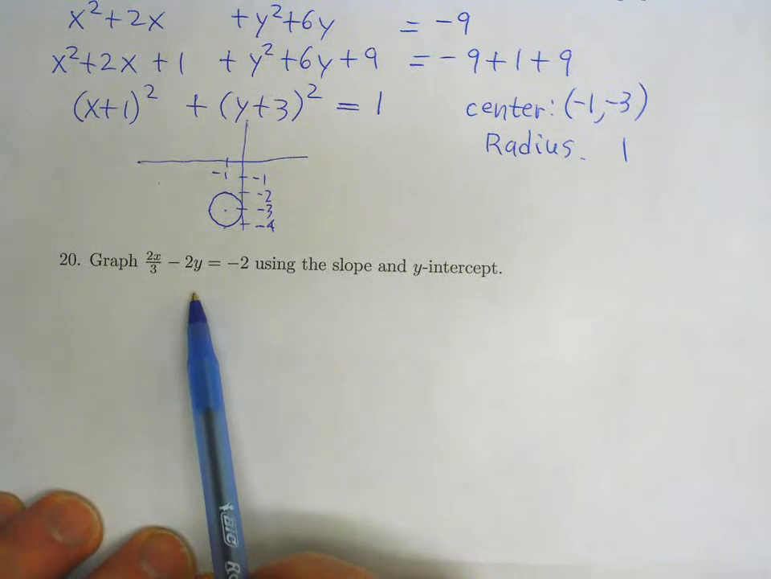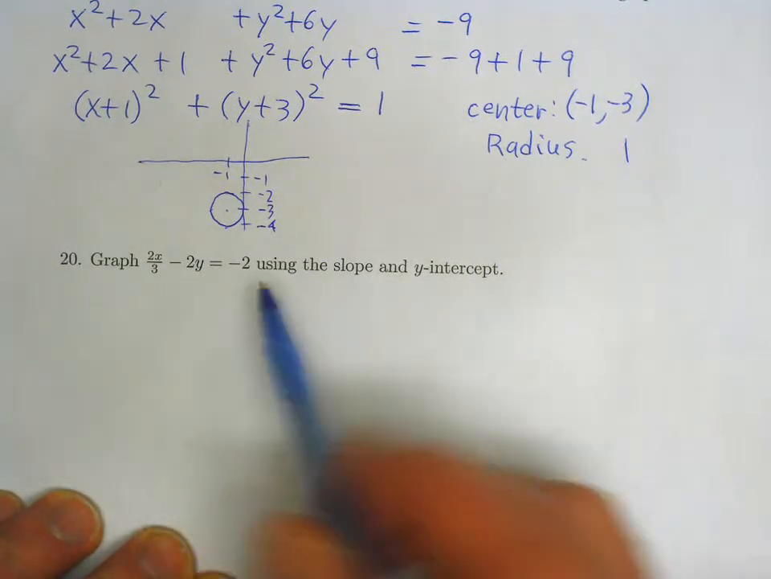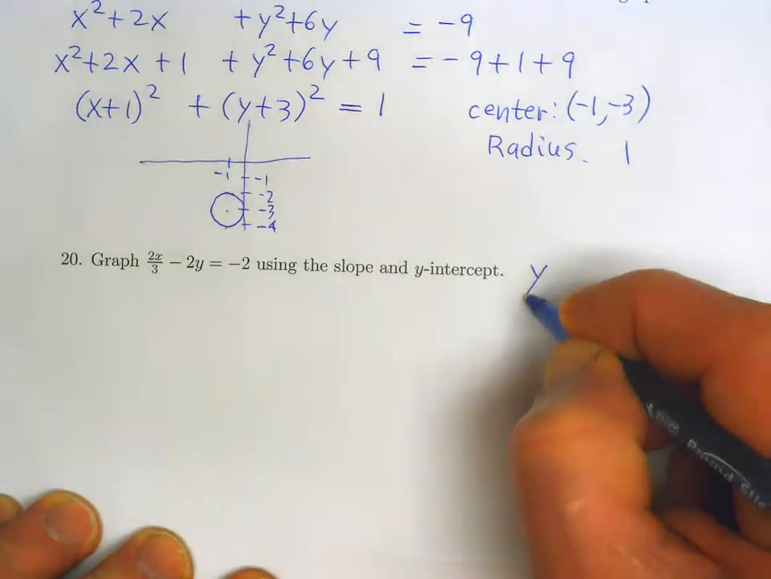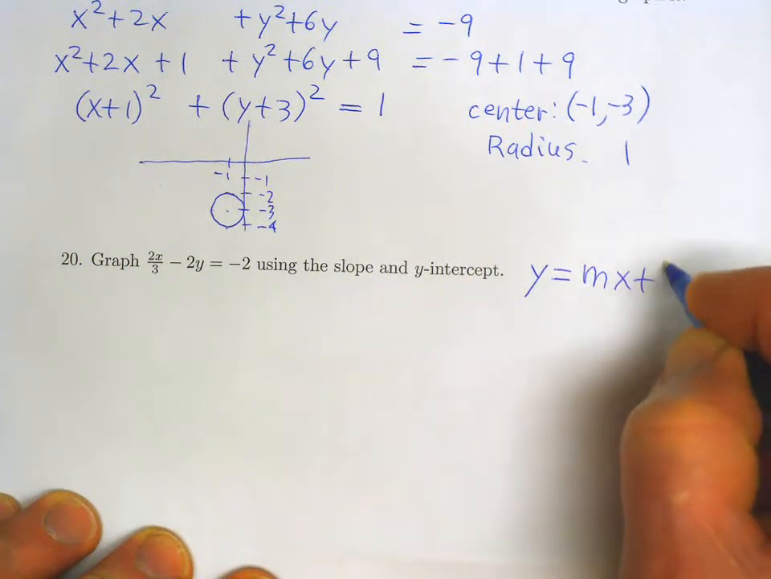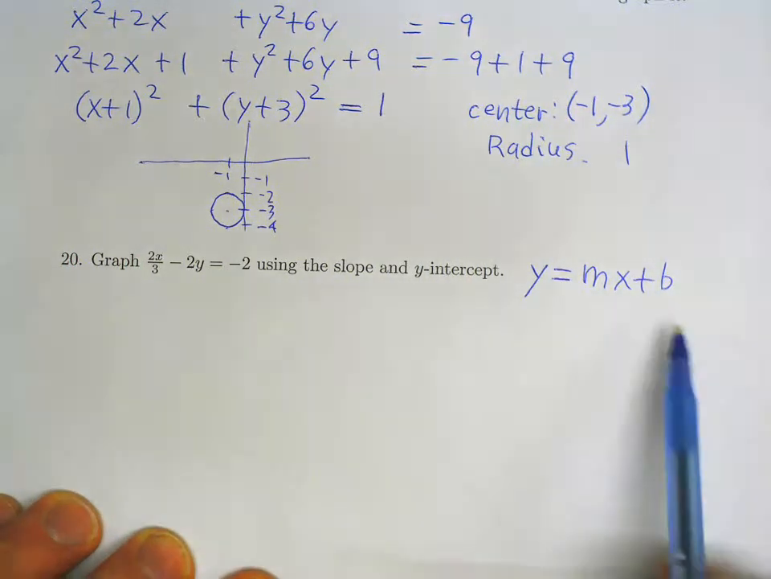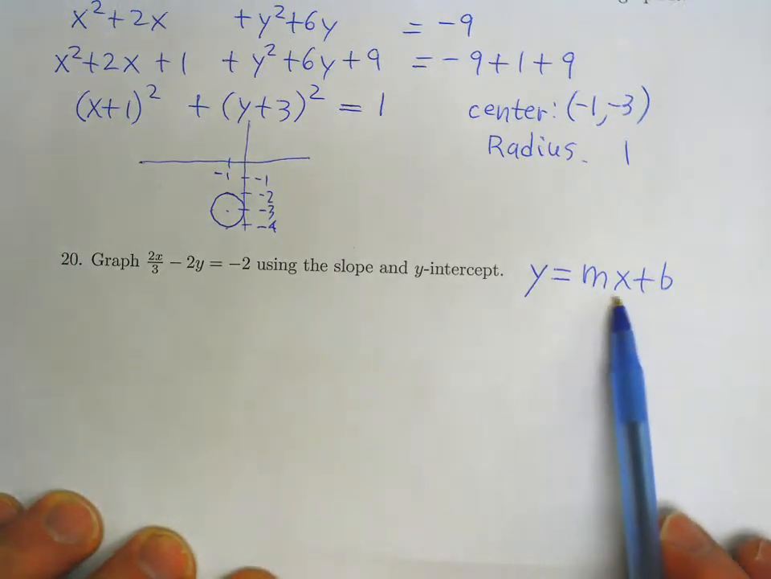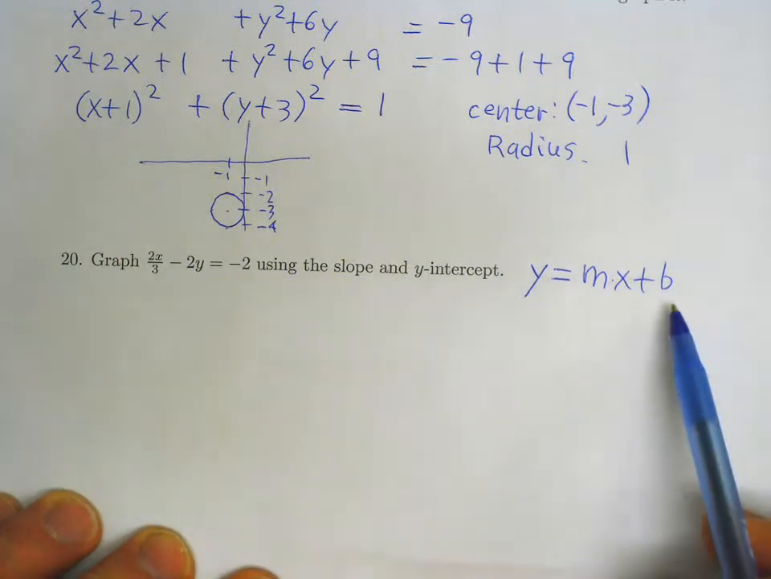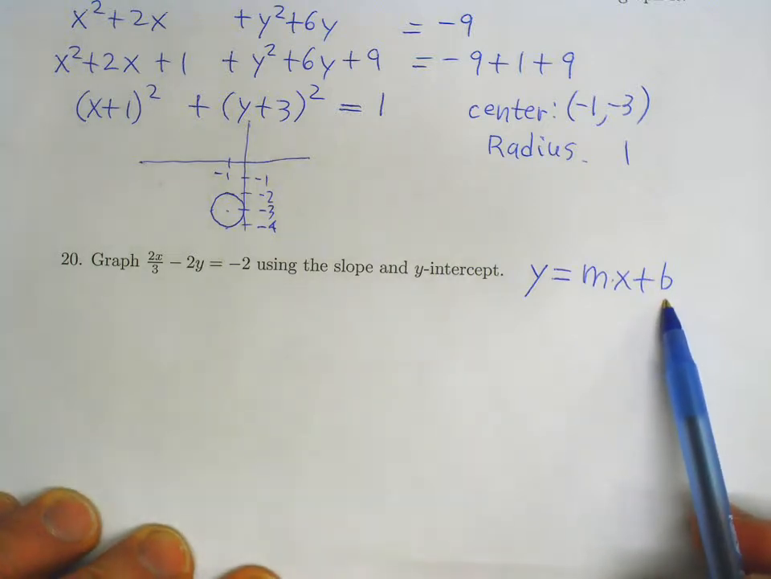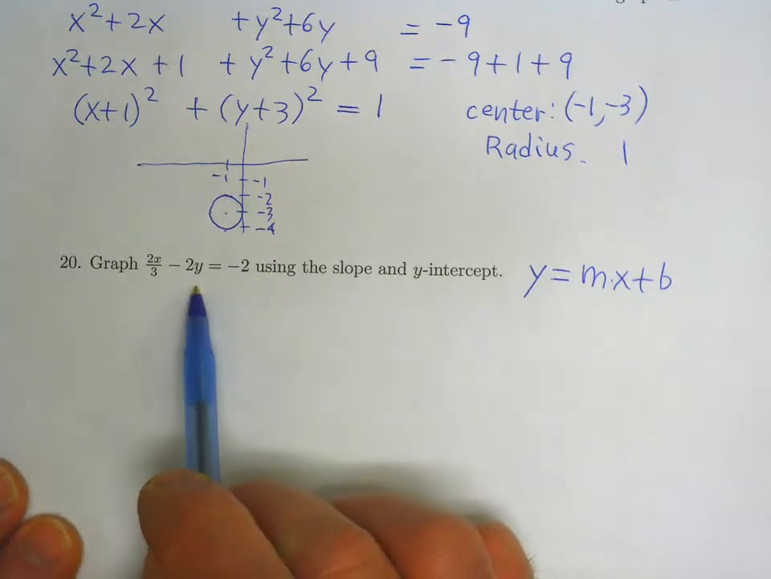Okay, so what we should do is just solve this equation for y, because if I put it into this form, y equals mx plus b, then I know what the slope of the line is. That's when I solve for y, the coefficient of x is the slope. And this number, this plus b, this is the y-coordinate of the y-intercept. Okay, so solve for y.